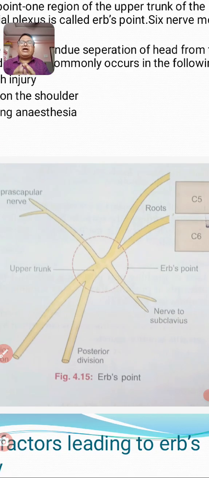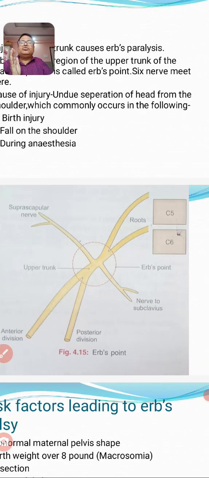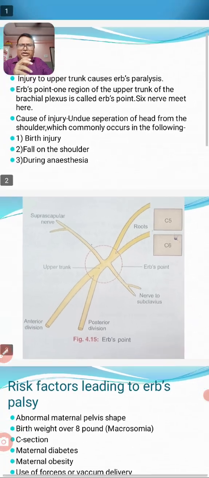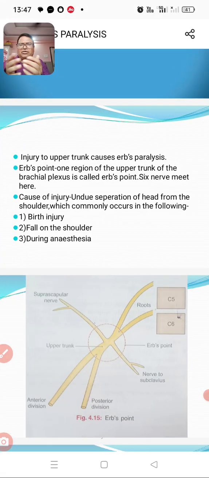First is the C5 and C6 nerve root. Second is the suprascapular nerve. Third is the nerve to subclavius and the anterior and posterior division of the upper trunk. These are the 6 nerves which meet here at the upper trunk of the brachial plexus, and if there is injury in the upper trunk of the brachial plexus, that causes Erb's paralysis.